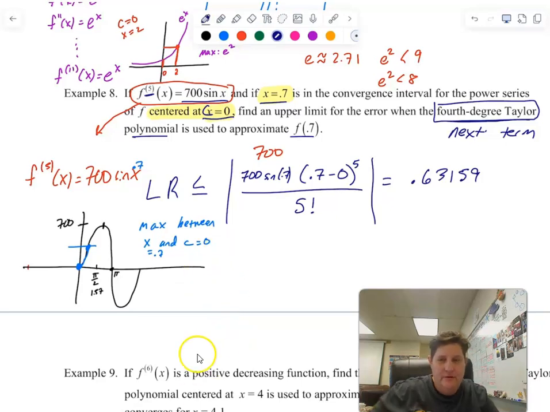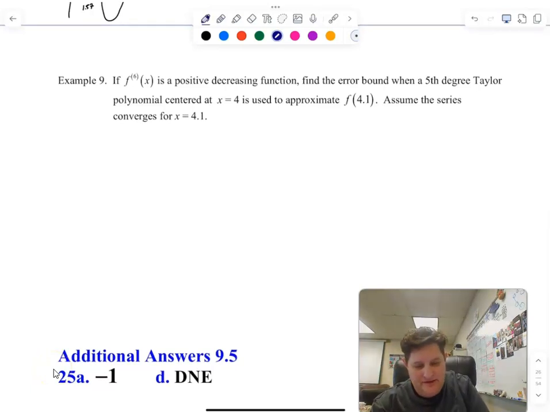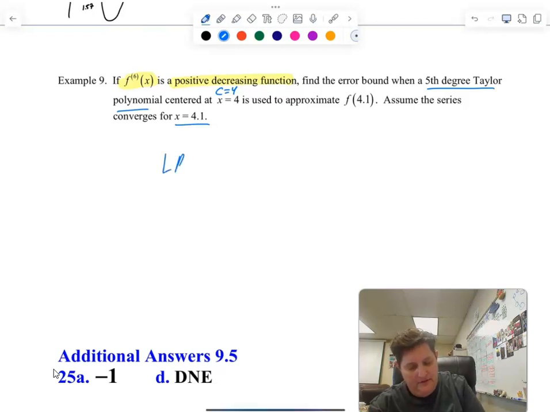All right. Okay, let's look at one more example here. So here's our last example. The sixth derivative is a positive decreasing function. Find the error bound when a fifth degree polynomial centered at 4 is used to approximate 1. Assume the series converges at 4.1. X is 4.1. Okay? Lagrange remainder less than or equal to... I just literally write this every time. Fifth degree, next term would be sixth, which is why it gave us information about the sixth derivative. I'm going to put z right there.